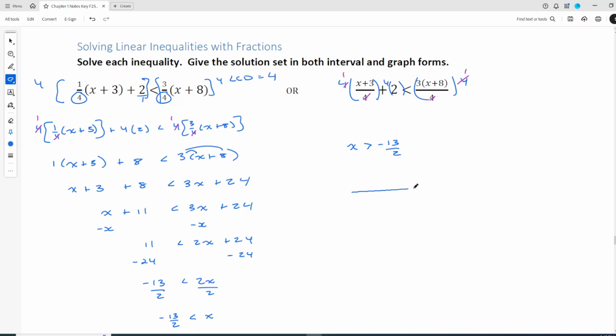And then I'm going to display this as a graph. You put your negative 13 halves somewhere on your number line, I don't care where. X is greater than that, so you're going to make your arrow go to the right. And because it's not equal to, I'm going to put a round bracket. To do that in interval notation, you just take that negative 13 halves and then you say where it's going. Well, this arrow is pointing towards infinity, so it'd be negative 13 halves to infinity.